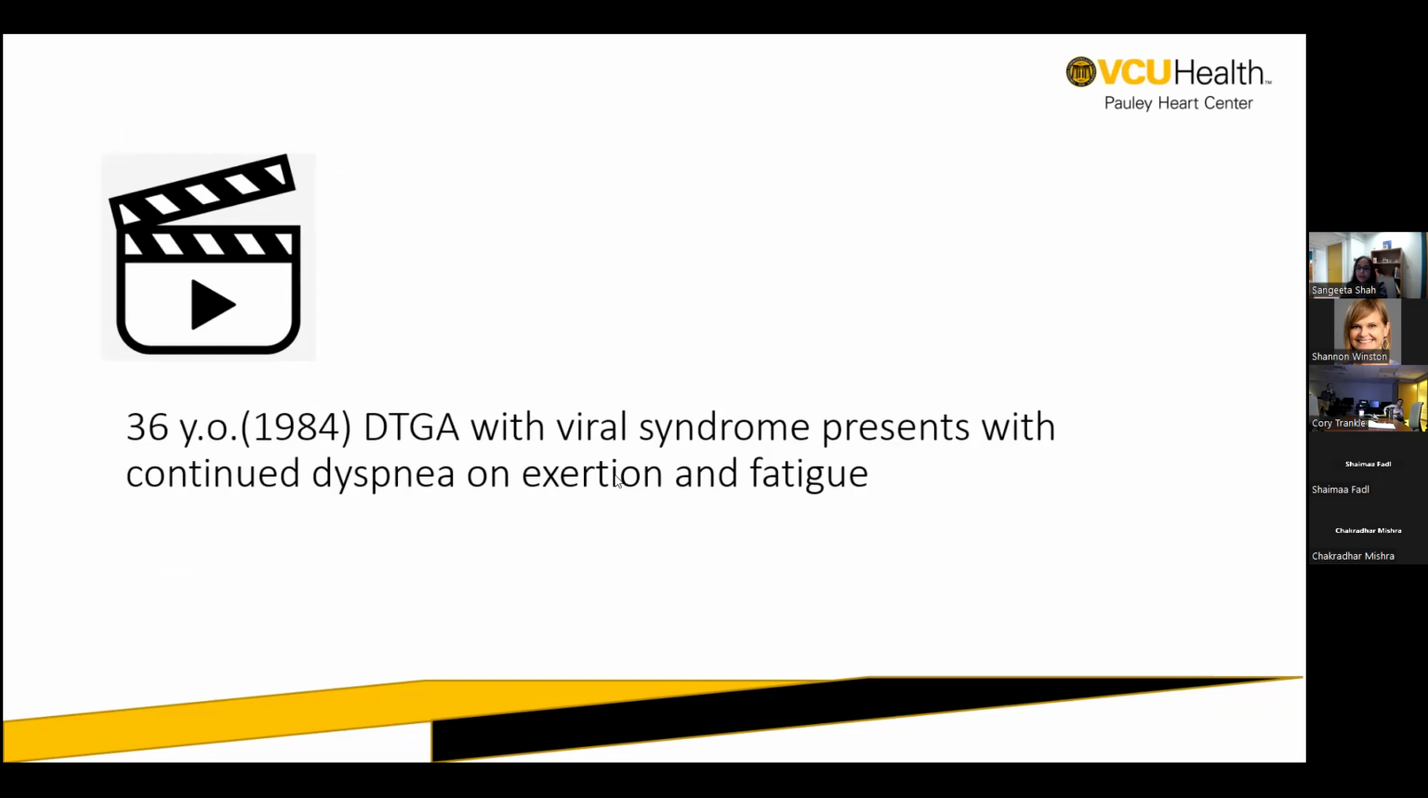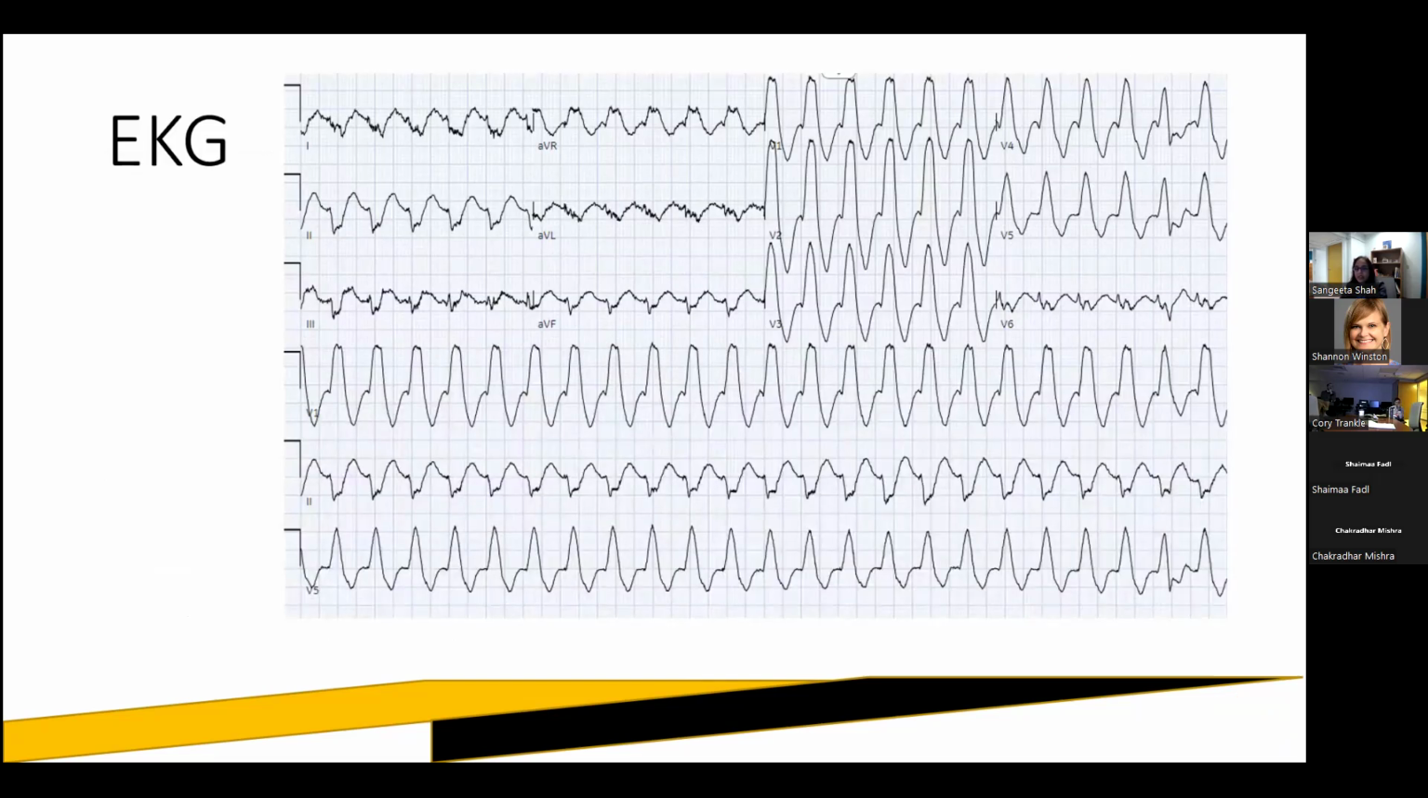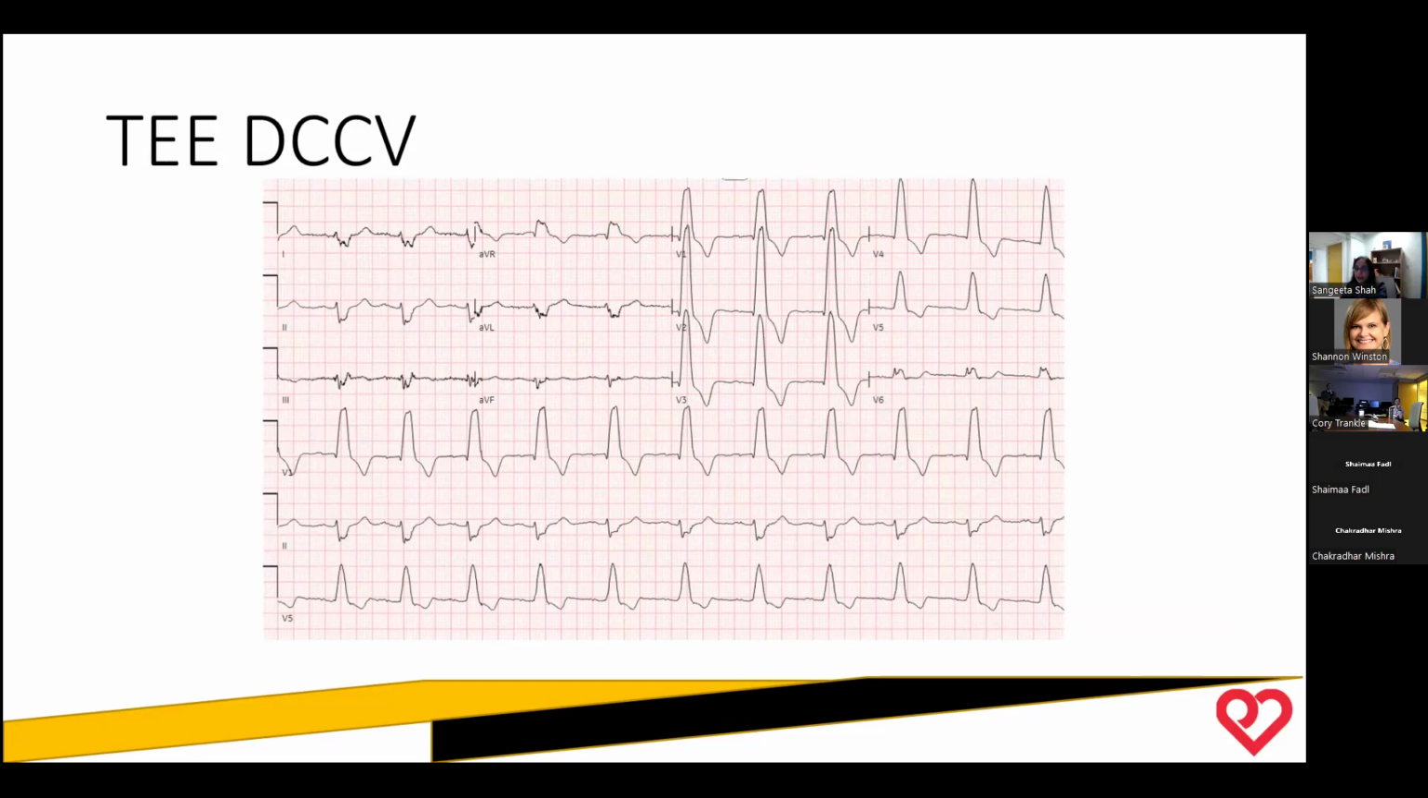He presents with viral syndrome and has dyspnea on exertion and fatigue. He comes into the ER, and this is his rhythm. I'm going to tell you very easily that he has a right bundle at baseline, but basically he's developed what we call IART, or intra-atrial reentrant tachycardia. We do a TEE cardioversion and get him back into normal sinus rhythm.